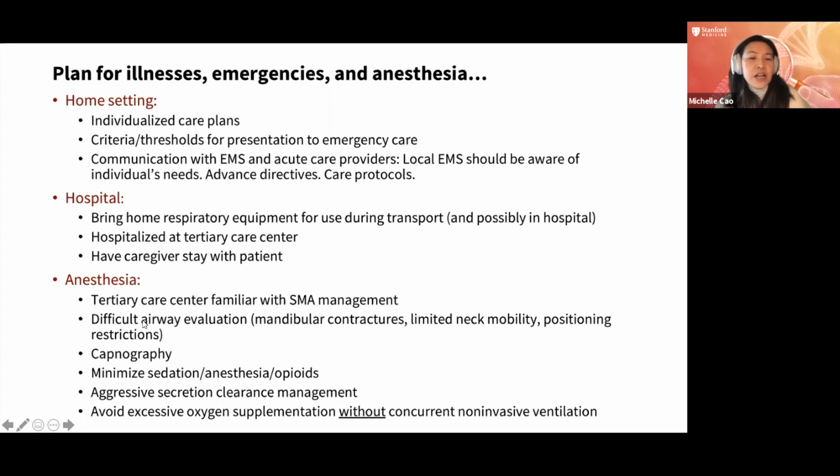In terms of anesthesia, again, a tertiary referral center is better if possible. The difficult airway evaluation by the anesthesiologist. So having anesthesiologists who understand SMA would be much more beneficial. Anesthesiologists should be using capnography when doing a procedure with anesthesia. This is basically monitoring CO2. Minimize sedation, anesthesia, and opioids as much as possible, and also provide aggressive secretion clearance management during the pre and post procedure. And again, avoid excessive oxygen supplementation without concurrent non-invasive ventilation.